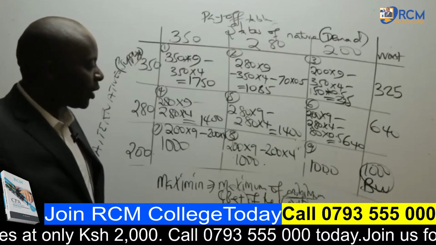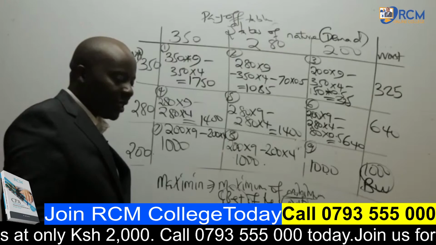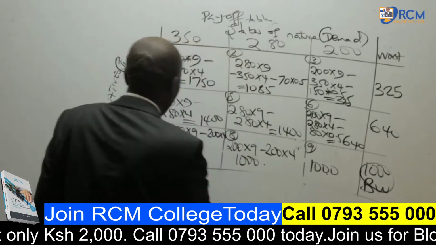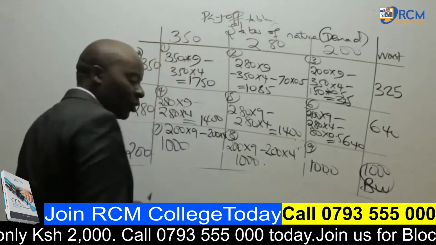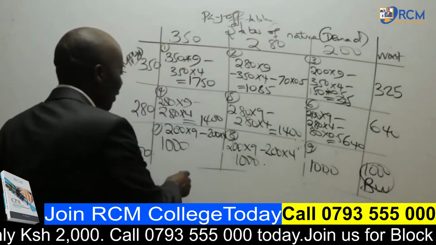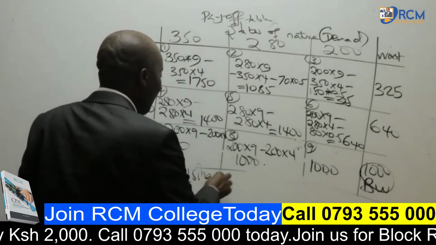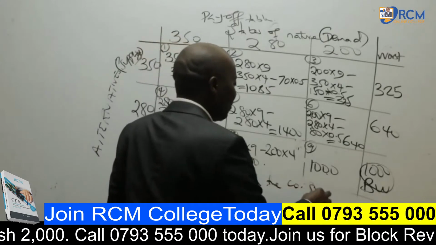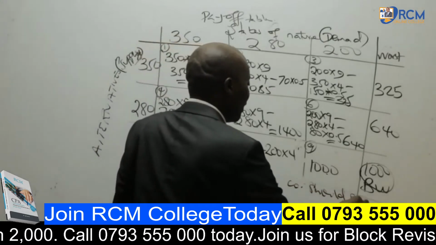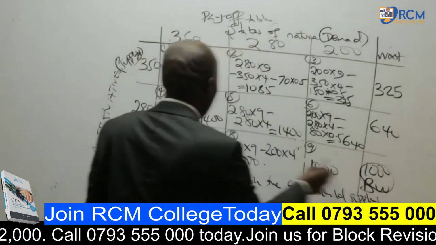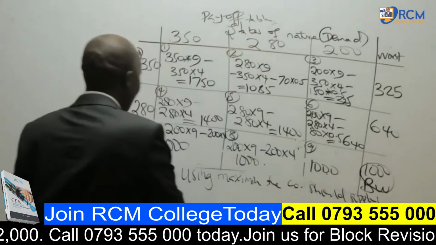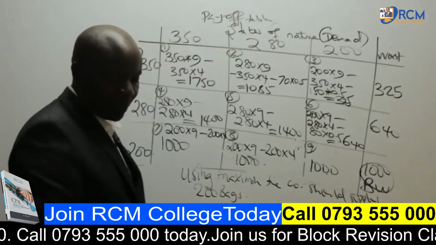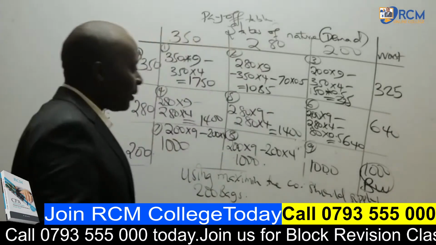And as such, using Max Mini, these guys here should produce how many bags of cement? Using Max Mini, they should produce 200 bags of cement. Using Max Mini, the company should supply or produce this one here, which corresponds to 200 bags of cement. So that is it.